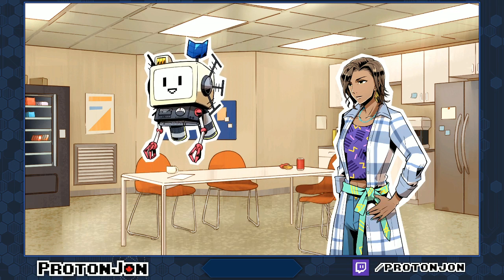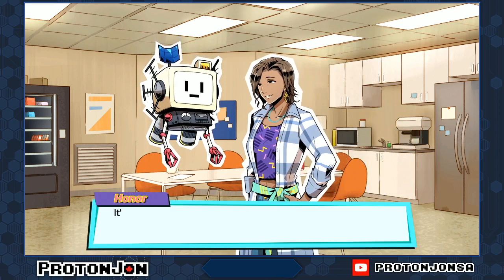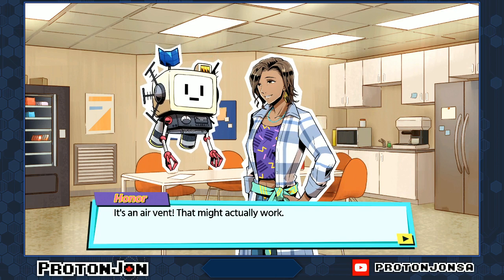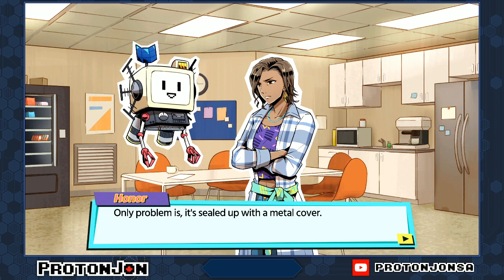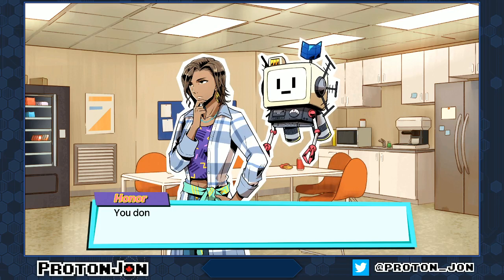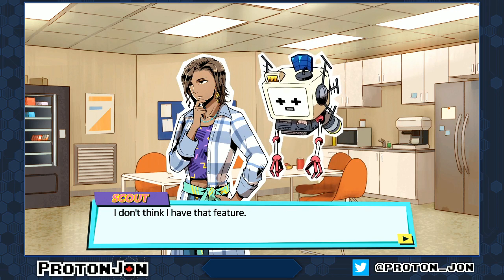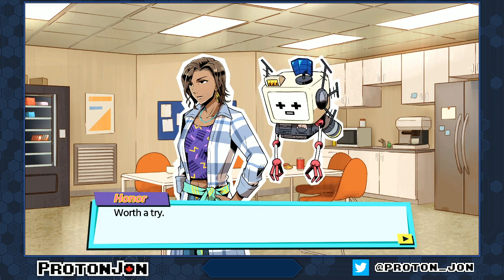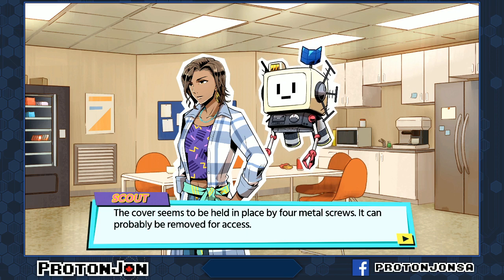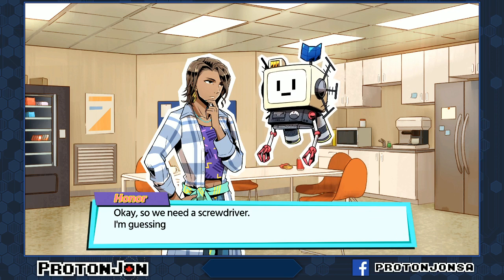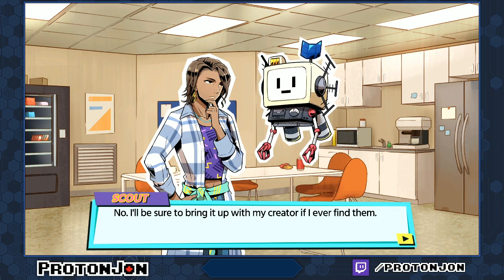I think I've located another way out. Could you verify that's not another door? It's an air vent. That actually might work. Or at least it works in the movies. My problem is it's sealed up with a metal cover. You don't happen to have a crowbar, do you? I don't think I have that feature. Worth a try. Cover seems to be held in place by 4 metal screws. It could probably be removed for access. Okay, so we need a screwdriver. I'm guessing you don't have one of those either? No, I'll be sure to bring it up with my creator if I ever find them.